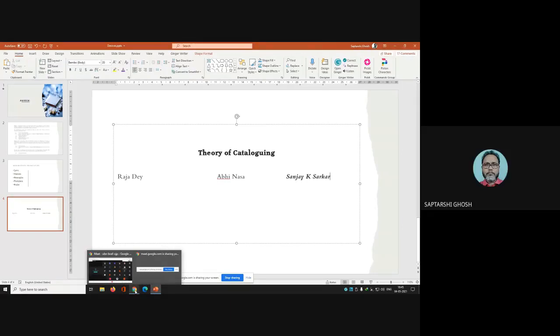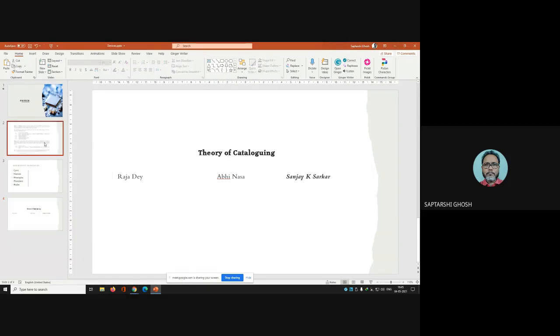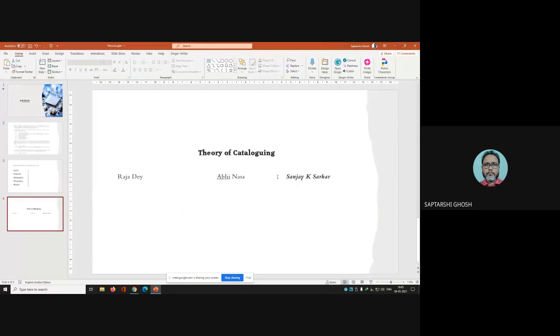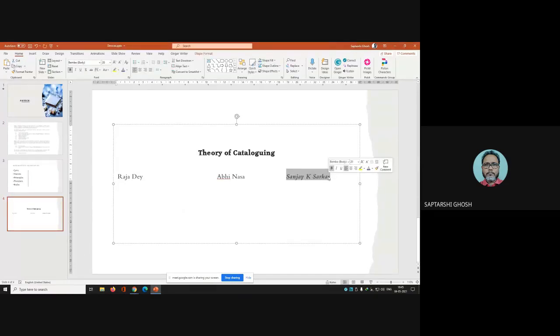So this bold is what is known as canon of prepotence. Got it? Canon of prepotence means that if potency is given in the document by making it bold, giving it some special attention, or extra pages, or many times it is written in a different way. Suppose everything is in the same typography, but it is written like this, and these two fellows are written like this. Then Rajade will be the author and they will be the co-authors. So this thing is known as canon of prepotence. Clear?